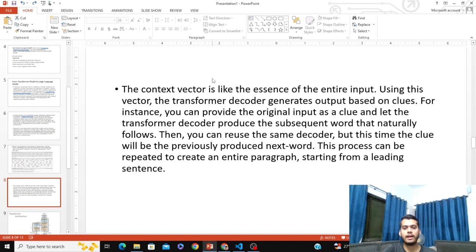The context vector is like the abstraction of the entire input. Using the vector, the transformer decoder generates output based on clues. For instance, you can provide the original input as a clue and let the transformer decoder find what naturally follows. Then you can use the same decoder again, feeding in its own output. This process can be repeated to create an entire paragraph, which in machine learning is sometimes called generative.